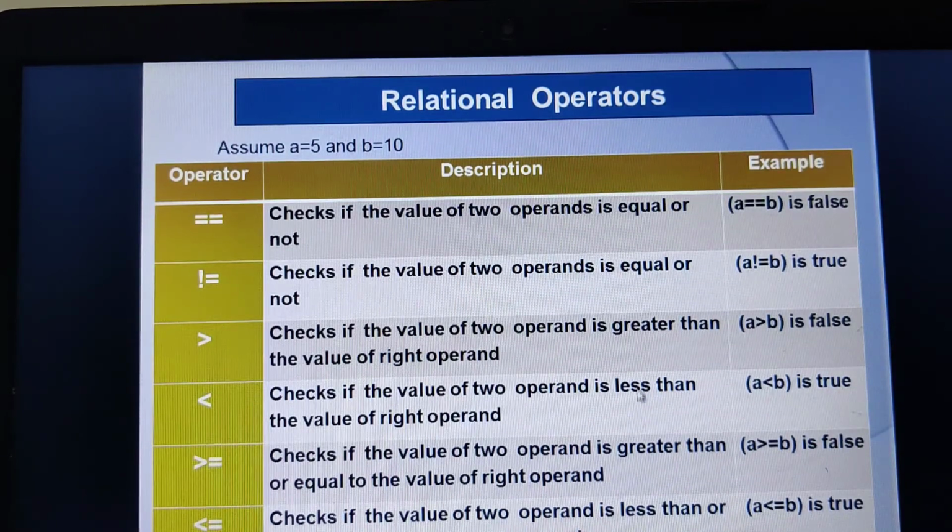So here it is checking for the less than. So A less than B. That means 5 is less than 10.